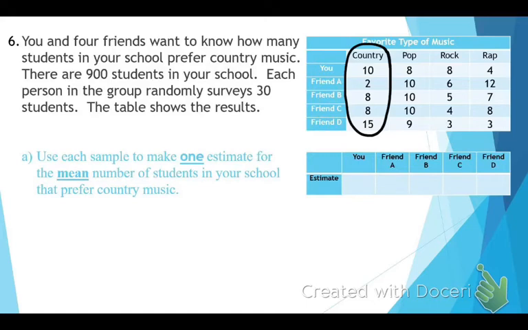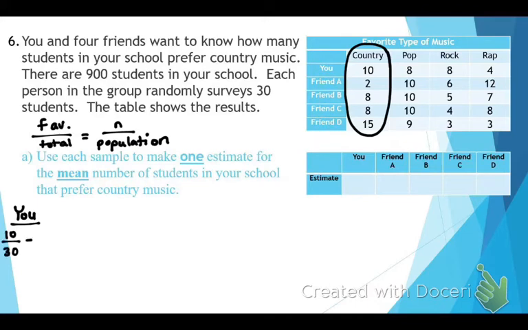In your notes to the right of the box, I want you to write this formula. Favorable divided by total equals n divided by the population. All right, so let's use that formula to help us figure out the mean number of students in our school that prefer country music. Starting with you. How many people did you identify liked country music the best? 10. Out of how many people did you ask? 30. 10 out of 30 equals n over, what's the population of students in your school?